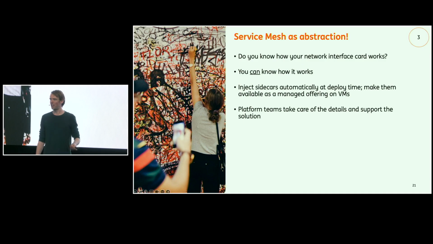The service mesh is an abstraction. So it abstracts away all those things that I just talked about. It abstracts away how to talk to other workloads. You don't know where they live, how to do authentication, authorization. That's all taken care of by the service mesh. Kind of the same as a network interface card or NIC. You don't need to know about the retry mechanisms or the batching, stuff like that. You can know how it works. And you can talk to me, dive into the code, see how it works. But for teams, we just inject the sidecars at runtime, roll them out to VMs, and we take care of the details and the support of this solution.